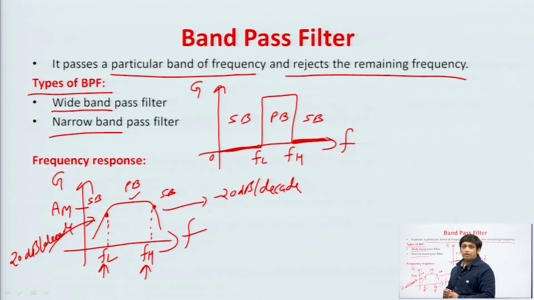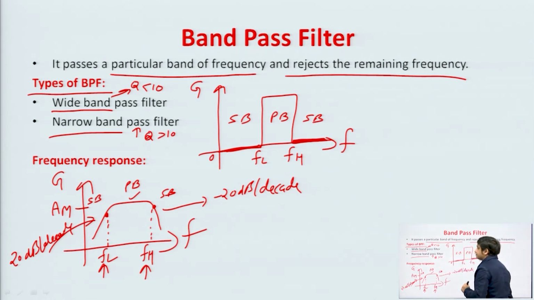So, how we say whether it is wide band pass filter or narrow band pass filter, it is decided on the basis of the quality factor. For wide band pass filter, the quality factor Q is less than 10, and for narrow band pass filter the quality factor Q is greater than 10.